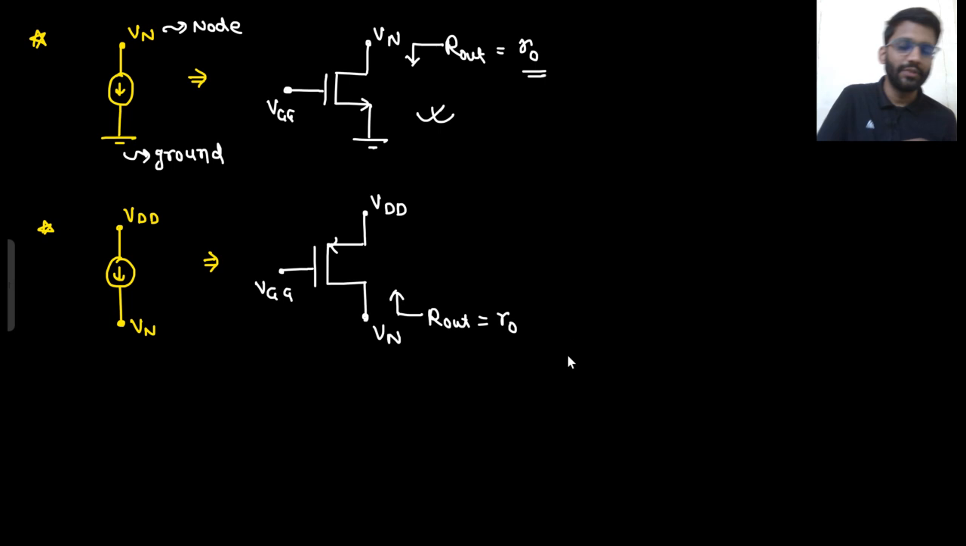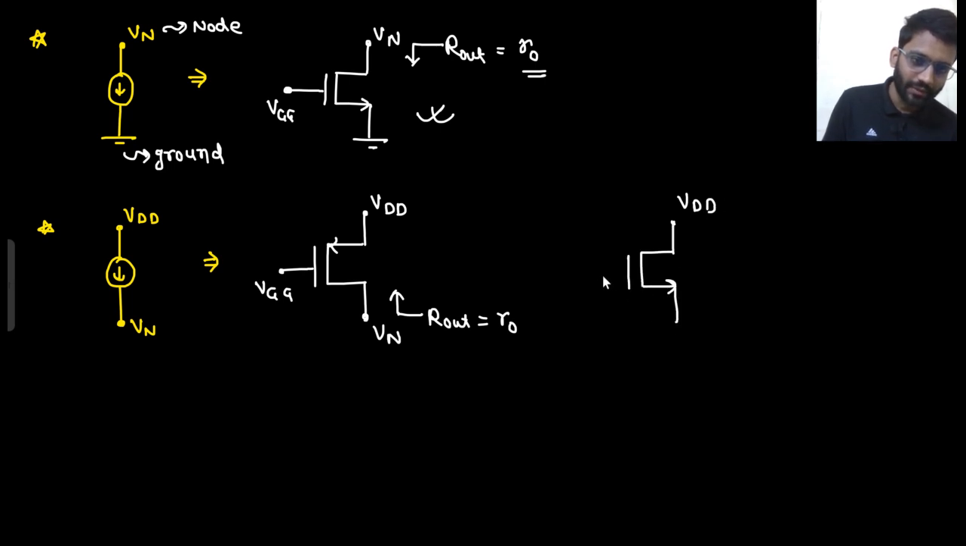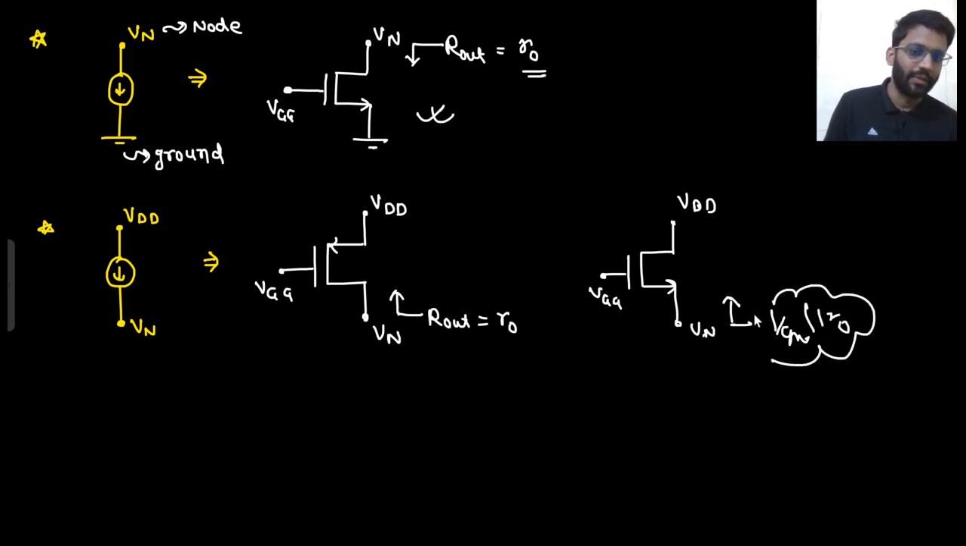What if I had used NMOS? So what would I have done? This is my VDD. I would have used the NMOS. This would have been my VN, and this is VGG, whatever it is. So what would be the impedance looking from here? From VN to ground, I see 1 by GM, in parallel with R0. So impedance would have been 1 by GM parallel with R0, and this is not desirable for me.